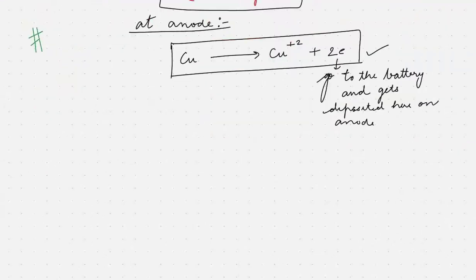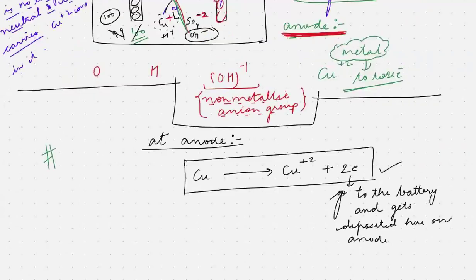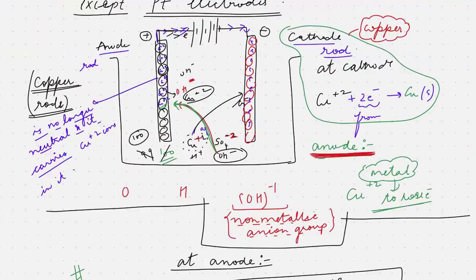So up till what time will this electrolysis continue? Till the time we have so many copper ions that they can compensate for the ions which go to the cathode side. You understand the point? Any doubts on this? Got the point or no?